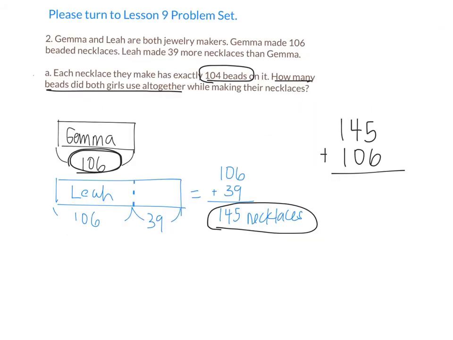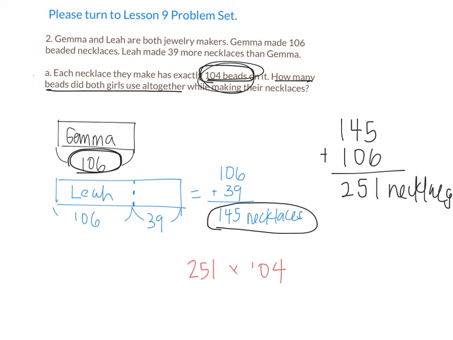So far we found out that Gemma made 106 necklaces and Leah made 145 necklaces, right? So altogether, how many necklaces did they make? 251 necklaces. Okay. Now, if each necklace has exactly 104 beads, how can I figure out how many beads were used all together? Jithia? You can multiply 251 by 104. What kinds of strategies do we have to do that? We could use an area model, or we could use what? Standard algorithm. Okay, go ahead and choose one and multiply 251 times 104.